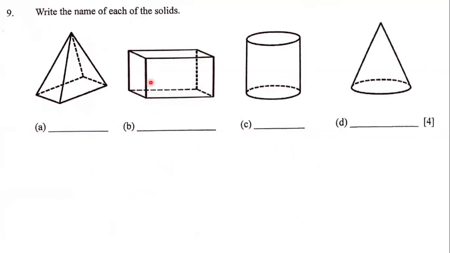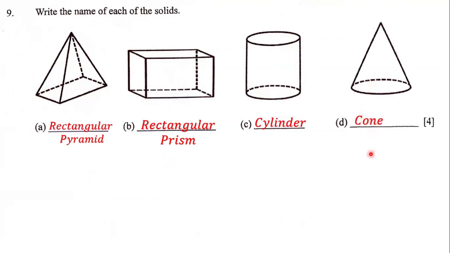All right, next, it says write the name of each of the solids. So this solid right here, notice its base, right? Its base is a rectangle. We call this a rectangular pyramid. This one right here, we call it a rectangular prism. This solid right here, we call it a cylinder. And this right here is definitely a cone.